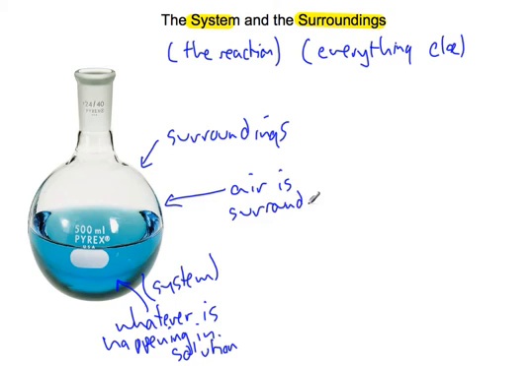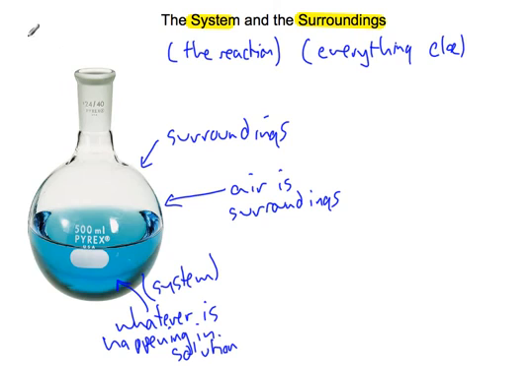Pretty well everything else is going to be part of the surroundings. And so certainly, if this ends up being an exothermic process, you would feel the glass getting warmer. You might feel some heat coming out of the top of the flask, that sort of thing. So that is all part of the surroundings, and that heat is being transferred from the system, so system to the surroundings.